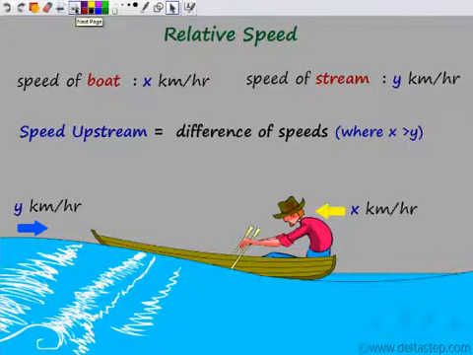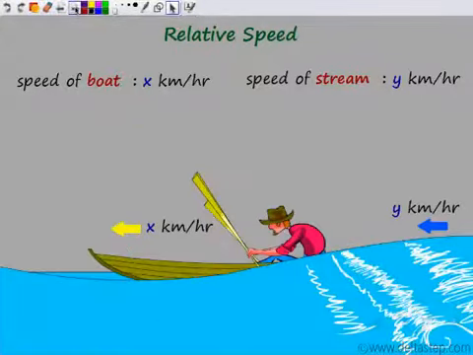So the relative speed in this case is actually the difference of speeds. So far in opposite direction it was the sum of speeds, but in this case it is the difference of speeds, and we call this upstream because he is moving against the stream. So the speed upstream would be nothing but x minus y. That is the speed of this boat in still water minus the speed of the stream. This is how you get that.